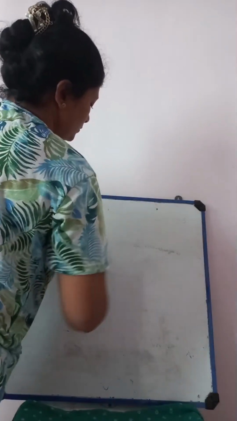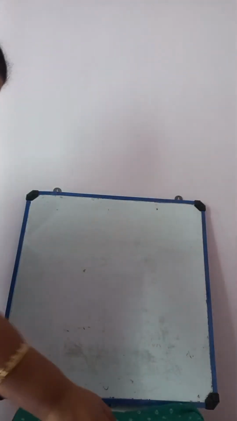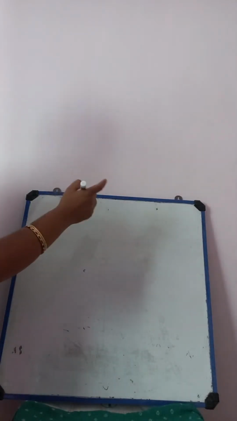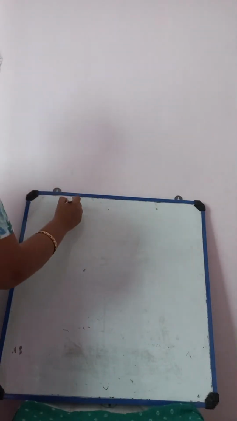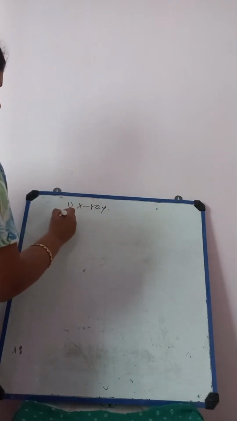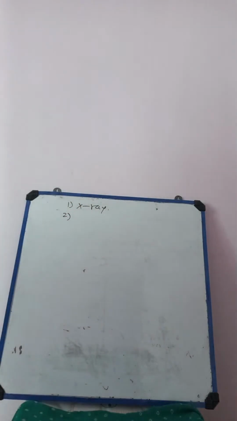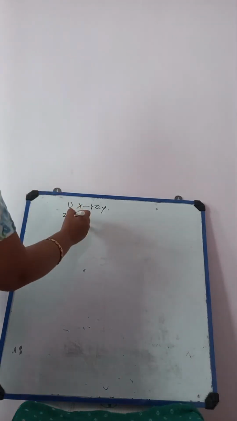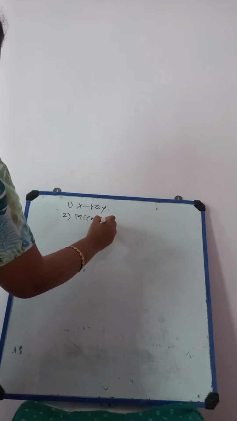So here actually they give the application. So here we have to identify which waves or which spectrums are used in this application. First, they are saying the photograph of the human body. So definitely we are taking a photograph of the internal parts of the human body, so the first is nothing but X-ray. And what about the second application they are asking? For aircraft we are using microwaves. That's it, done.